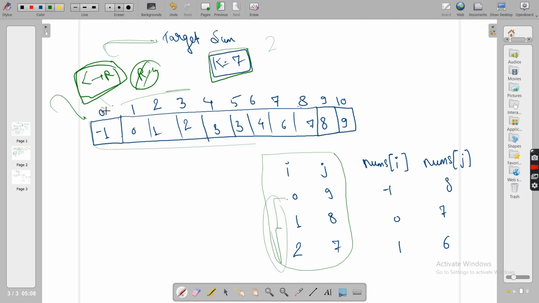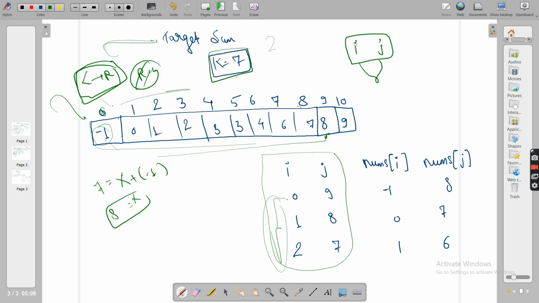So see, this index 0. Look, I am writing i and j. These two indexes will depict the pair that will give me 7. All right. So -1 and 9 is not giving me 7, but with -1 you wanted 7, right? So something x plus -1 gives 7, so x will be 8. You want 8. Is 8 present? Obviously 8 is present, and 8 is present at index number 9.